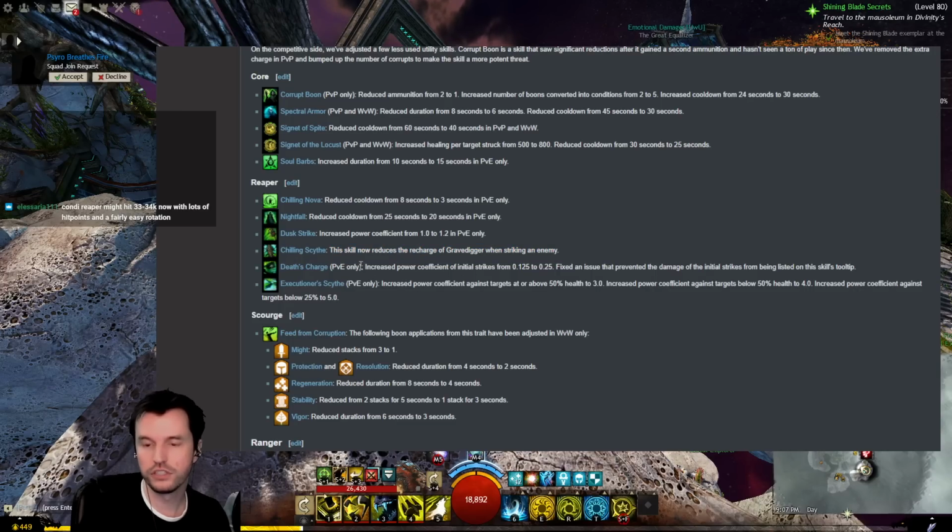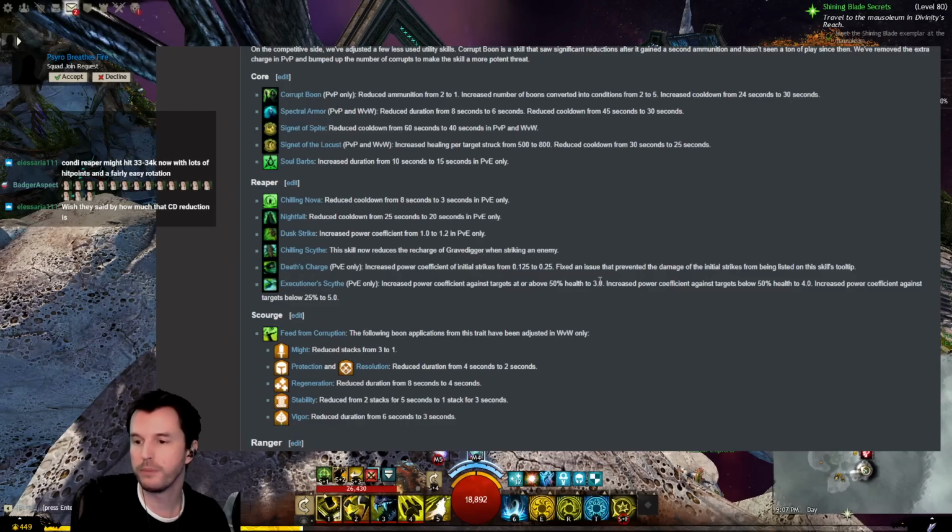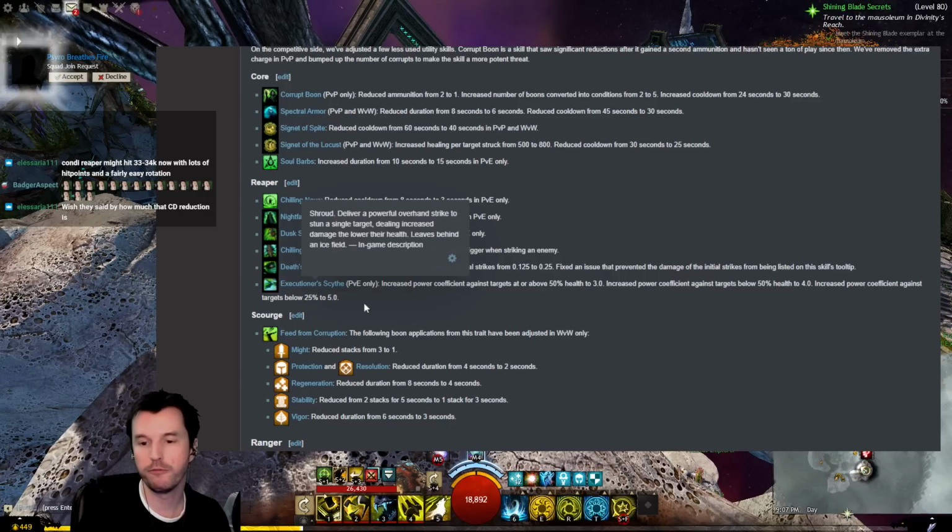Death's Charge, in PvE only, increased the power coefficient of the initial strikes by double of what it was. Fixed an issue that prevented the damage of the initial strike from being listed on the skill's tooltip. So that's just a text error. Executioner's Scythe, PvE only, increased the power coefficient against targets at or above half health to 3.0. Increased power coefficient against targets below half health to 4.0. Increased the power coefficient against targets below 25% health to 5.0.